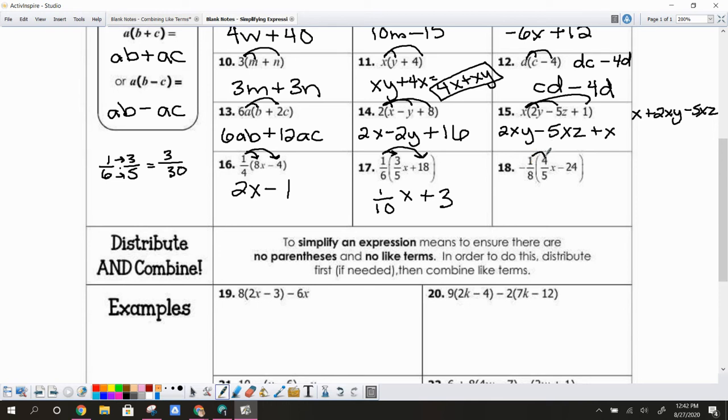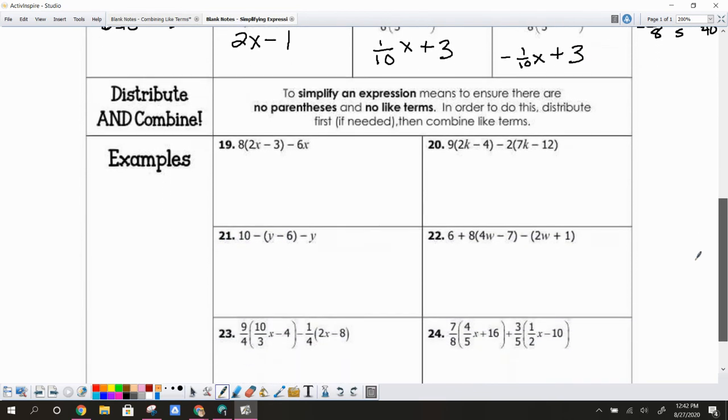For number 18, same thing, but now we have a negative. So we're doing negative 1/8 times 4/5. So we have a negative 4/40, which does simplify to negative 1/10 x. And then negative 1/8 times a negative 24 is a positive 3.